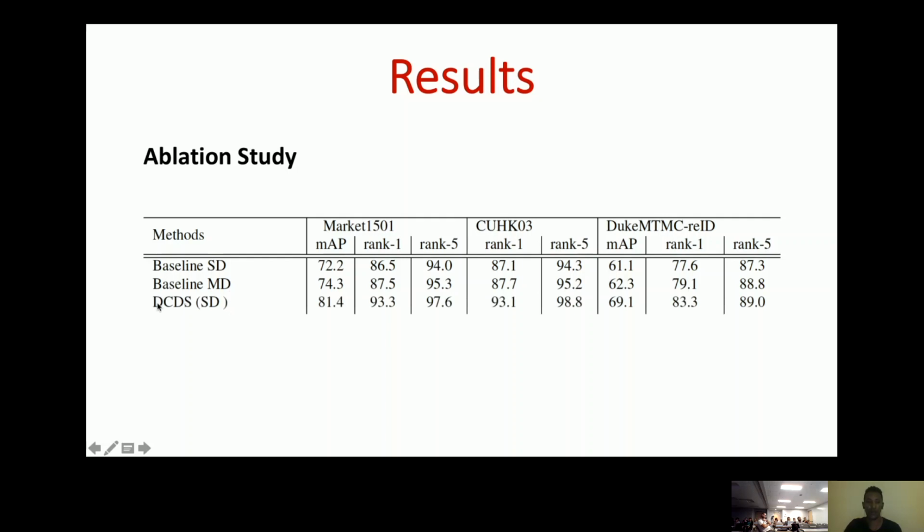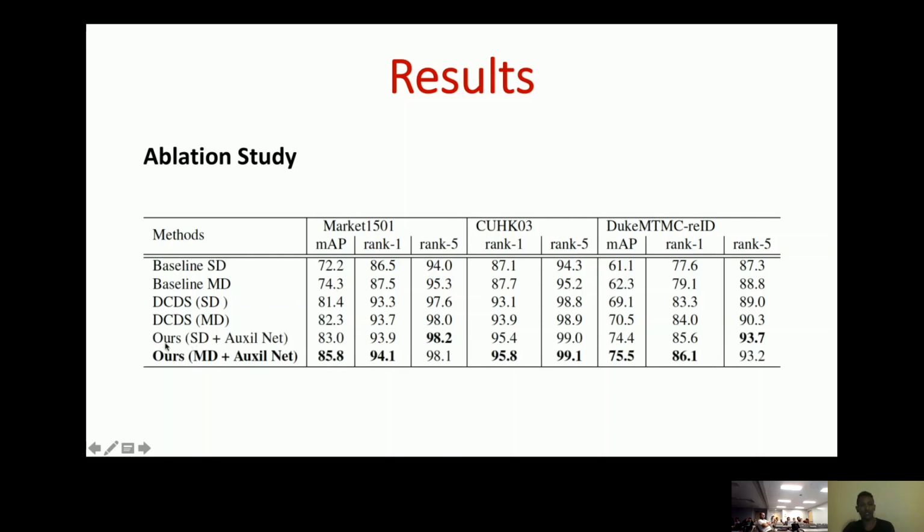Here is the performance of our model. As you can see, on a single dataset setup, we achieve a significant improvement over the baseline, which used single dataset setup. Here is the performance of our model in the multi-dataset setup. Also here we have achieved a significant improvement over the baseline.